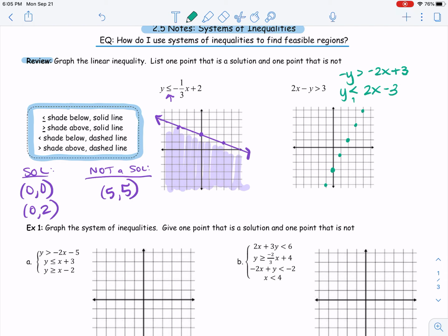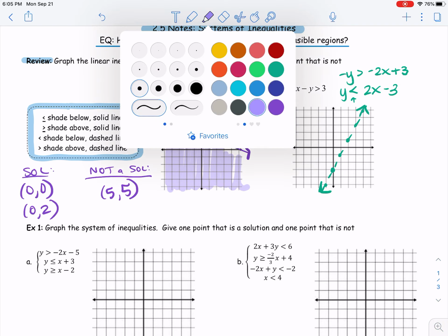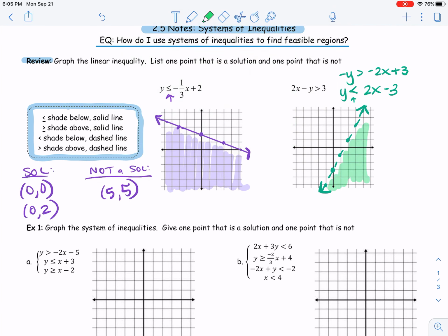And this time, because it's just a less than symbol, I am going to use a dashed line and not a solid line. And so here is the line. Because it's less than, again, I'm going to shade underneath the line. And so here, a solution might be something like 3, 0. And not a solution could be something like 0, 3. Okay. Or like I said, anything along that line because it's not included.